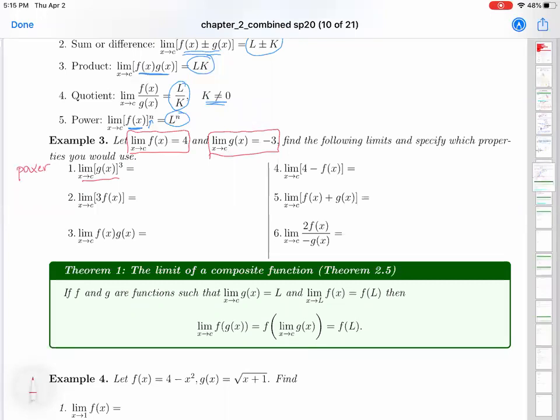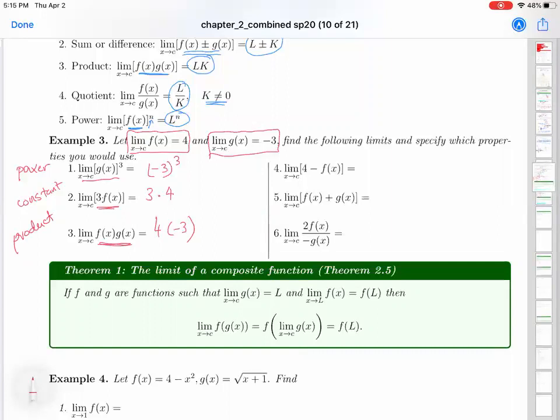You can take -3 and raise it to 3. Number 2, the limit of 3 times f of x, where 3 is a constant, so you use the constant property. It's just going to be equal to 3 times the limit of f of x, which is 4. Number 3, find the limit of this product of the two functions, f of x and g of x. You know that you have to use the product property, and the product of these two is 4 times -3.